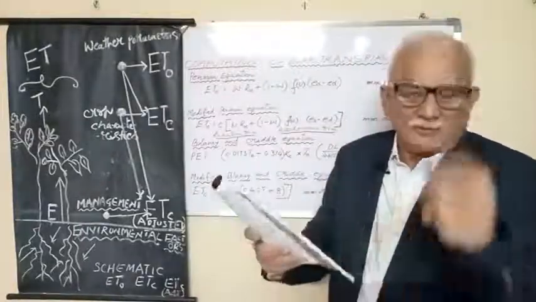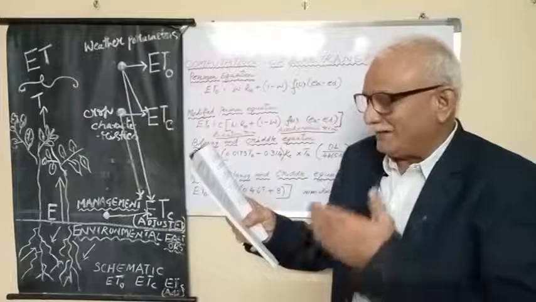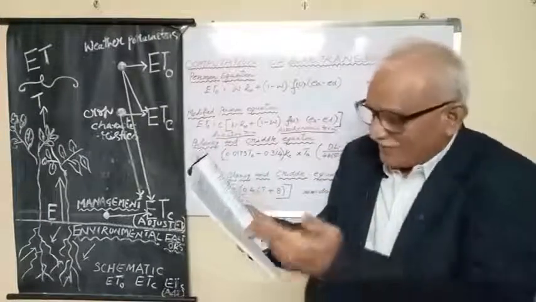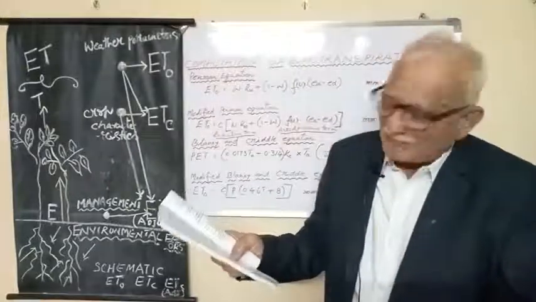I have mentioned it along with my beloved student. What is that? Net radiation, Rns minus Rnl. What is Rns, what is Rnl? I have told you several times in the solar radiation chapter.